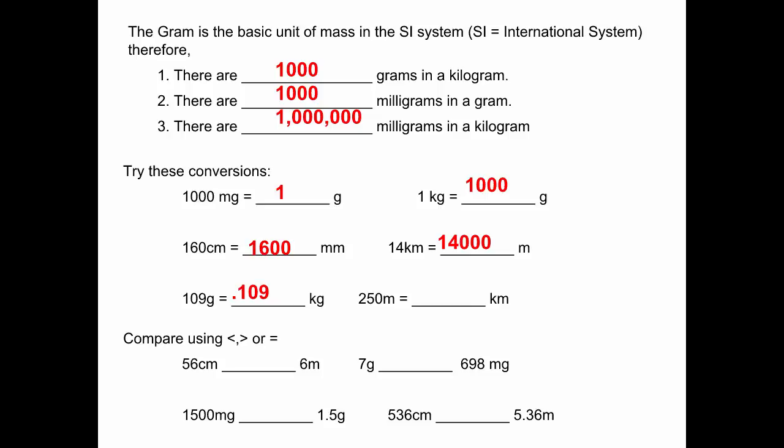Meters to kilometers. Somebody new. Rosalind, which way am I going? They're going left. How many? 3. Yep. Will it be 25,000? The decimal is right at the end, and we're going left 3. 0.250. Yep.